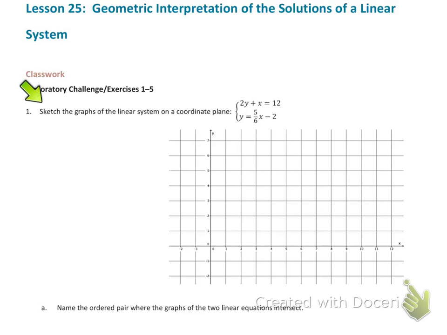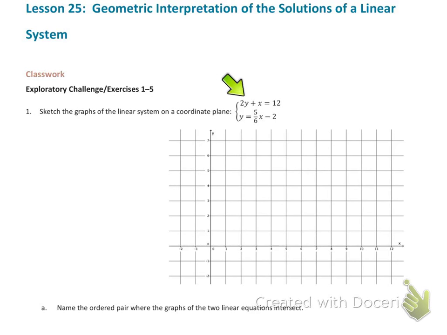Okay, so we're asked in this first part to sketch the graphs of the linear system on a coordinate plane. Whenever we have a system of equations, we just use one coordinate grid to graph them. So let's look at that. This first equation here is not in slope-intercept form, so I'm going to graph it by its x and y intercepts.